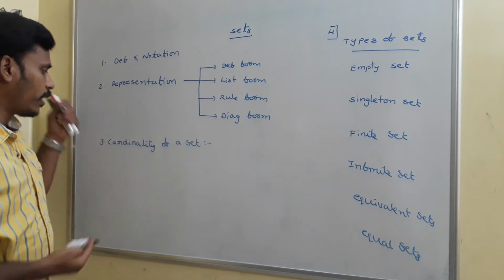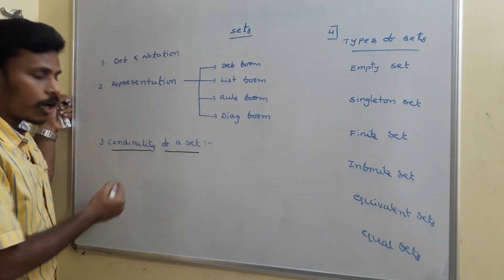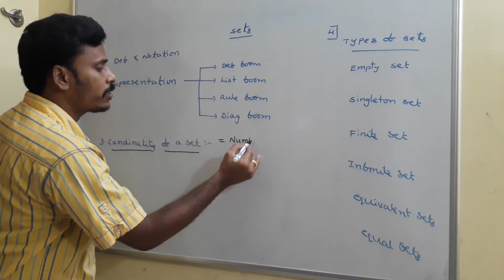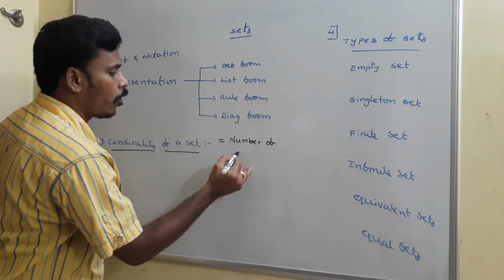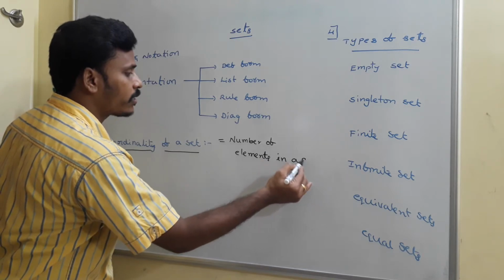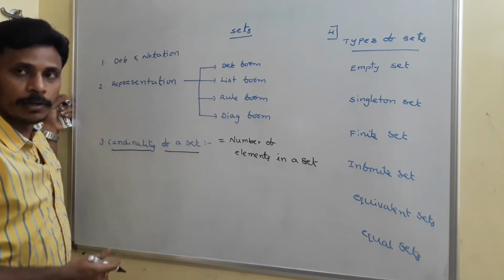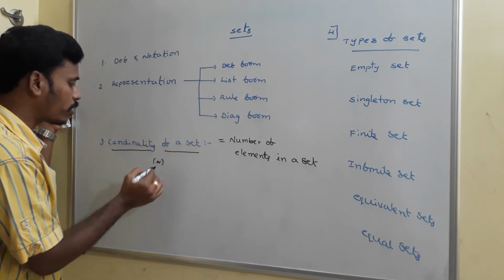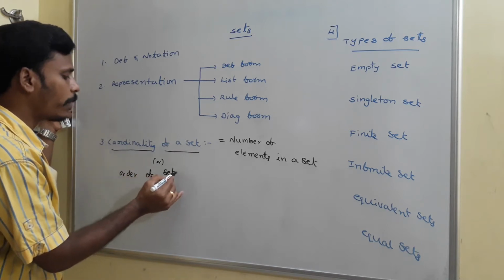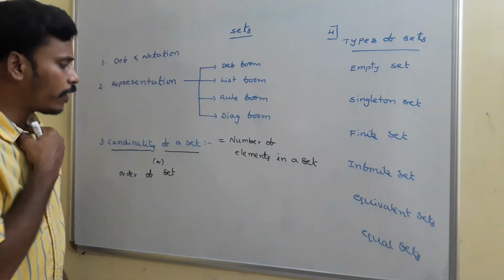And now in this class, coming to the third point, which is the cardinality of a set. Cardinality of a set is nothing but simply the number of elements in a set. Number of elements in a set is usually mentioned as cardinality of a set. Sometimes in some books, some people may call it the order of a set also. All are the same actually. They represent the number of elements in a set. See, we have different examples.